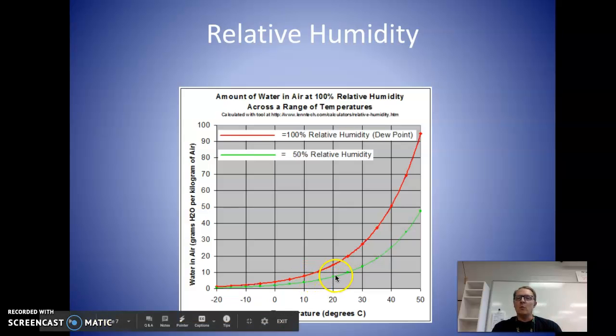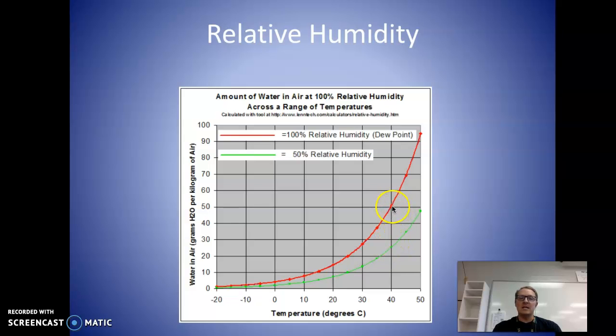But as the temperature warms up, as it gets to be 40 degrees Celsius, look at where 50% relative humidity is versus 100% relative humidity. That's a pretty significant gap. That means you've got to have a lot more moisture in the air if the temperature is warmer to hit 100% versus 50%. So what do those percentages for relative humidity actually mean?